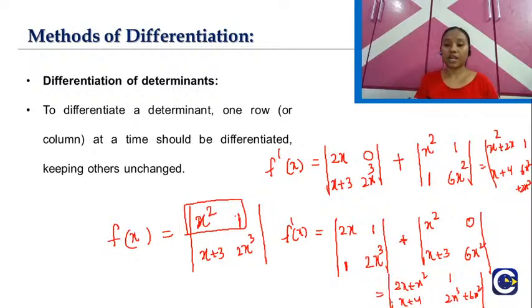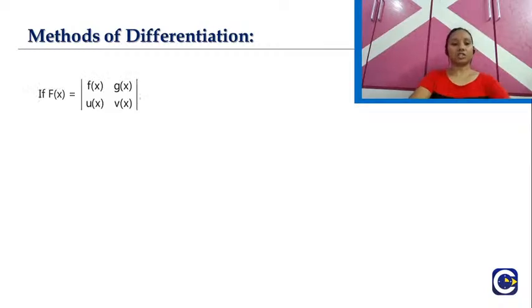Now you can understand, whether you go by a row or by a column, it will be the same thing. But the only thing we have to remember is, whenever we are differentiating a determinant, we have to go by one single row at a time, and keep the remaining ones unchanged. Right. So I'll just show you that.